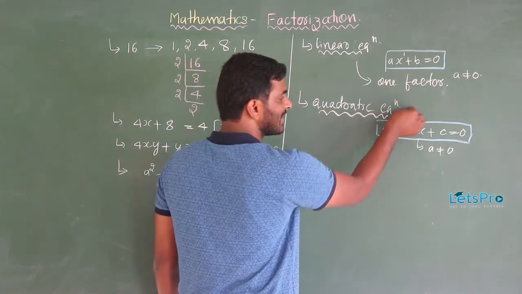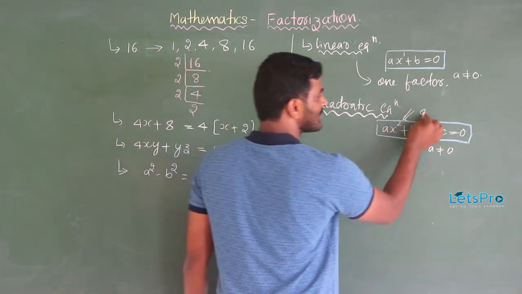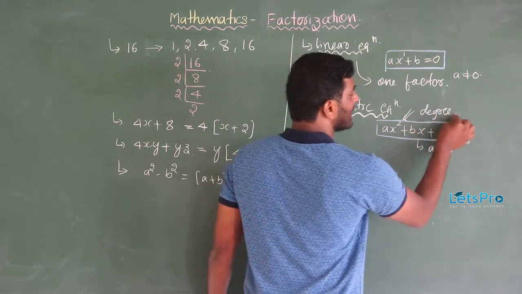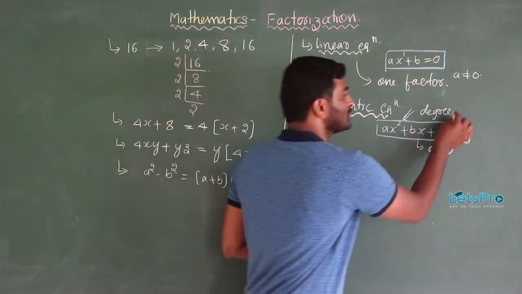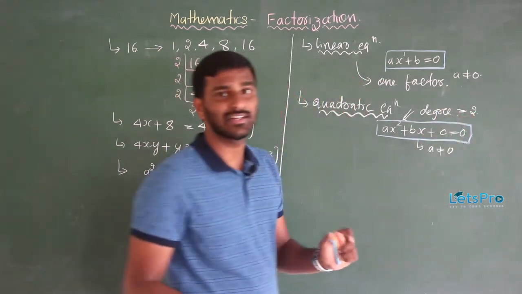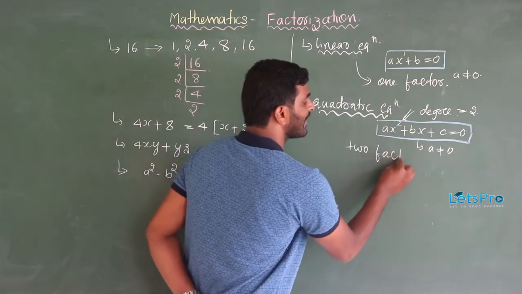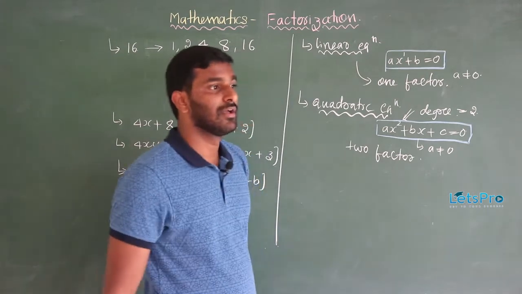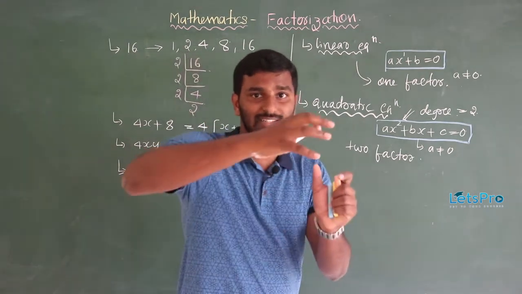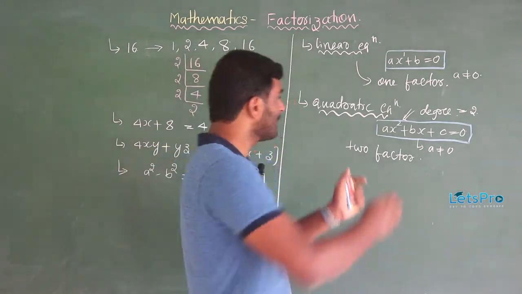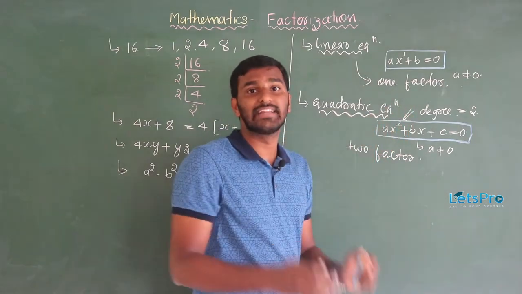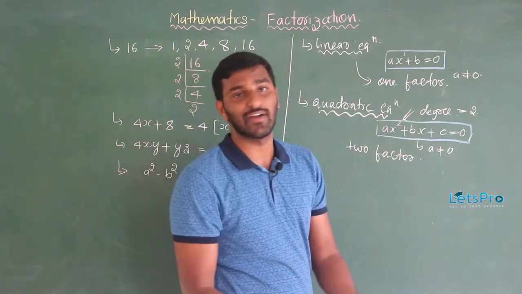Observe the degree of the polynomial. The degree of the polynomial is 2, hence we are getting 2 factors. How many factors? 2 factors. You observe the main condition: we need to observe the degree. If the degree is 2, then there are 2 factors.